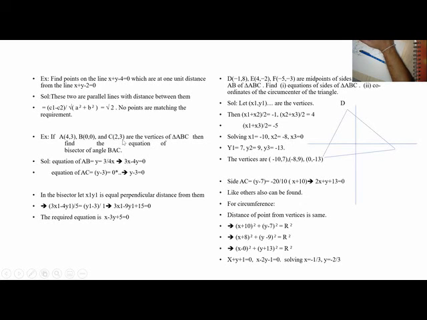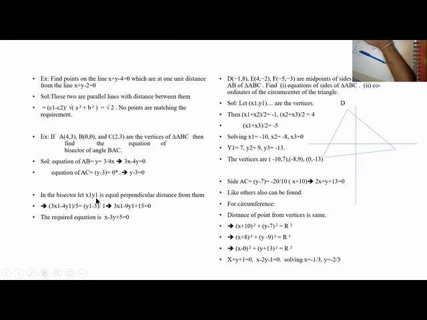Suppose you are given 3 points of a triangle and asked to find the equation of the bisector of angle BAC. So now the equation of AB: y minus y1 is equal to m into x minus x1. Because B is the origin, y is mx, so 3 by 4 x. So this is the equation of AB. Now what is the equation of AC? So 3 minus 3 is 0, so the slope is 0. So y minus 3 is 0 is the equation of AC.